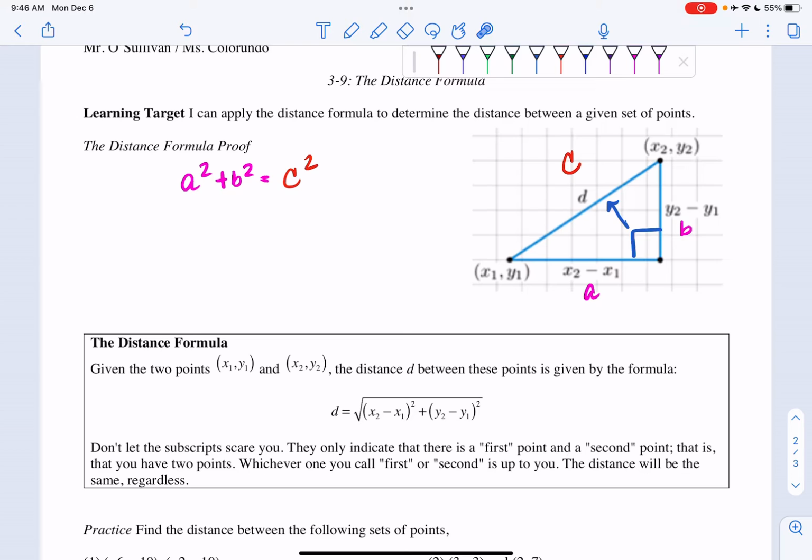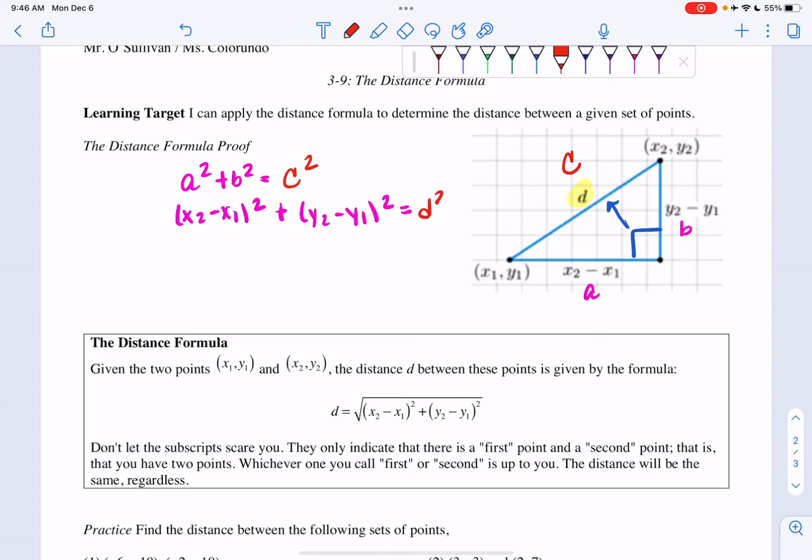If I look at my image, though, I know what my side lengths are. I have an x2 minus x1, and the reason why I'm saying x2 minus x1 is because that's the distance between my x values. So I can substitute that in for A. So I have x2 minus x1 squared plus y2 minus y1 squared, and that's equal to c squared, which in this case is a good old d.